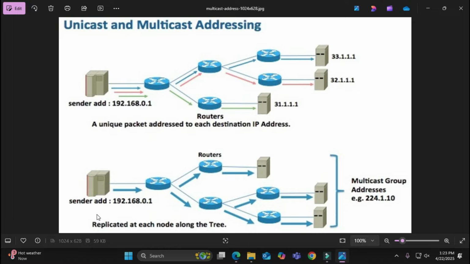Multicast. Multicast means the sender is one and the users are so many. A multicast group is given, for example 224.1.10. It is reflecting each node along the tree. It is providing in this way. You can transfer access this and this. You observe this picture clearly.